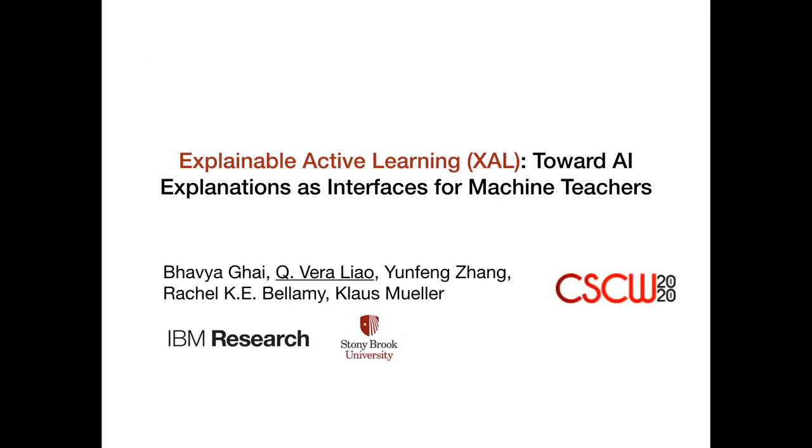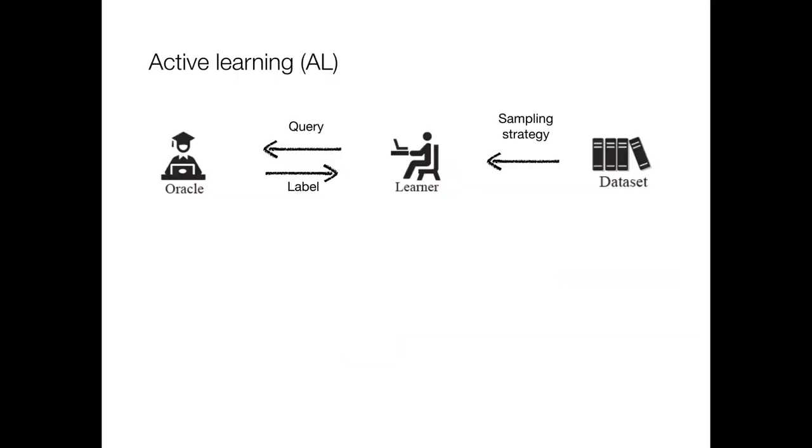This talk is to present our CSCW 2020 paper, Explainable Active Learning: Towards Explanation as Interfaces for Machine Teachers. We look at the task of active learning. A common bottleneck in developing machine learning applications is the challenge to obtain labeled data.